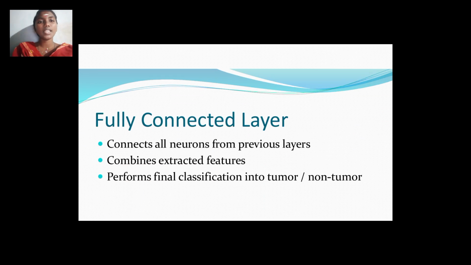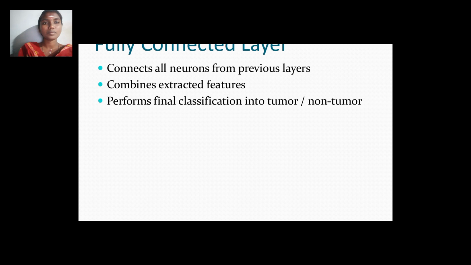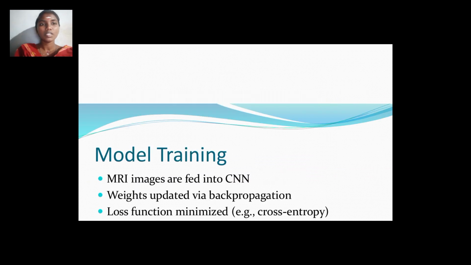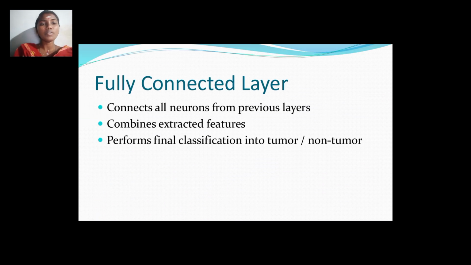Next, the fully connected layer. This means all neurons from the previous layers are connected, and it combines the extracted features for analysis and performs the final classification into tumor or non-tumor. The fully connected layer is also called the decision layer.